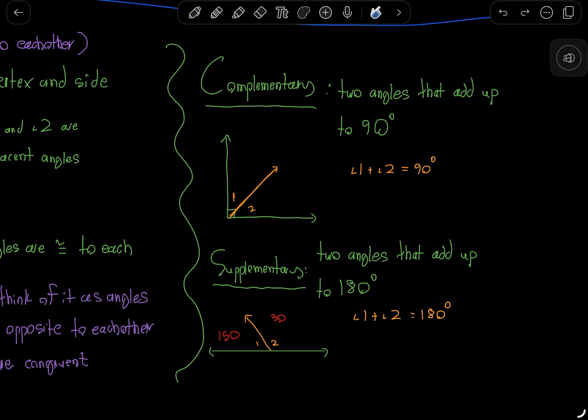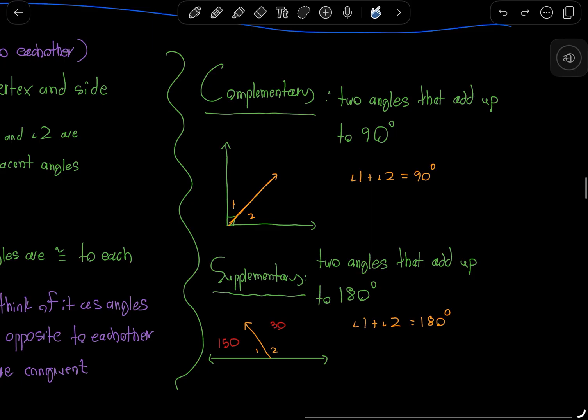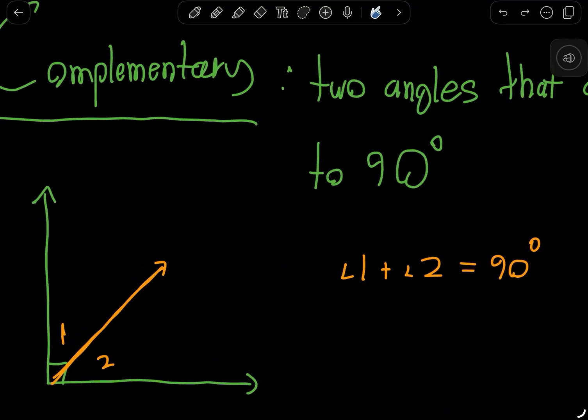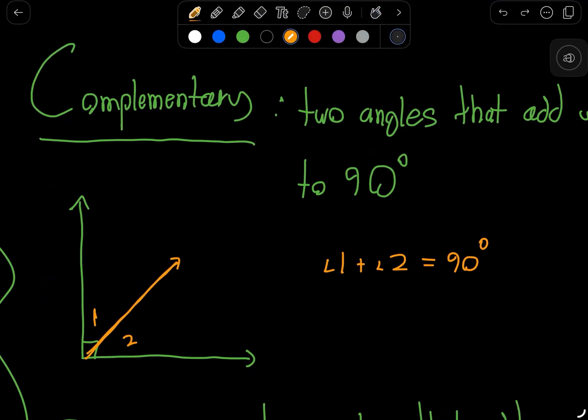All right, lastly, for types of angles, we have complementary and supplementary angles. And again, simply put, complementary angles are two angles that add up to 90 degrees. So in this case, if you're given that this angle here is a right angle, remember, 90 degrees, that means angle 1 and angle 2 add up to 90, right? So that's the equation form.